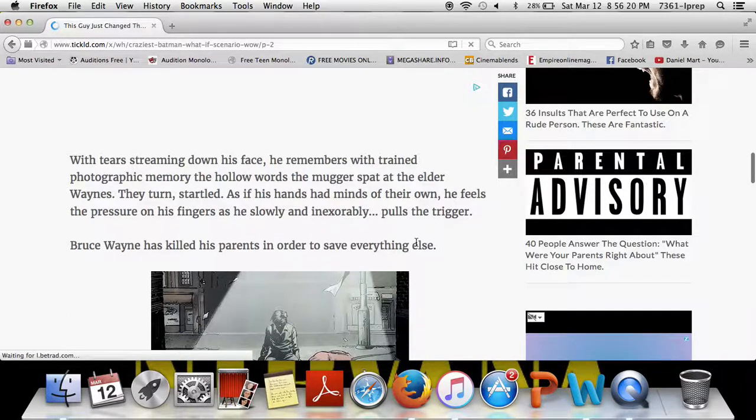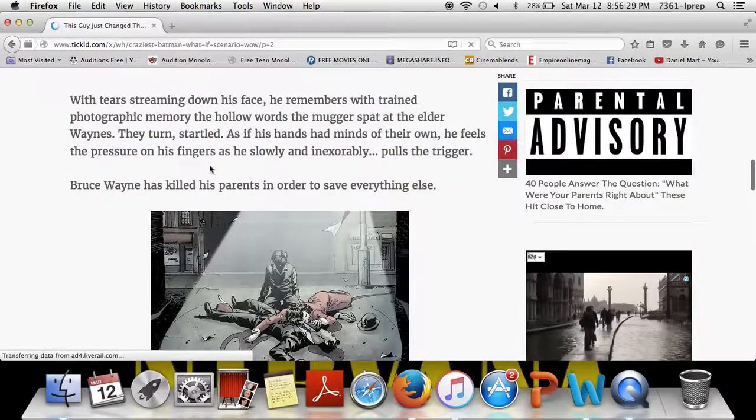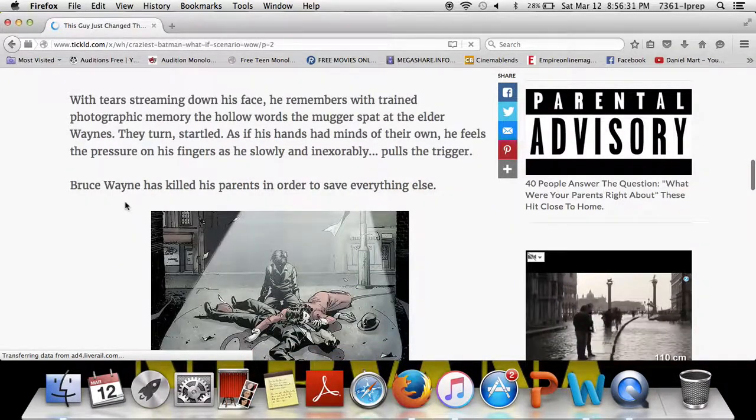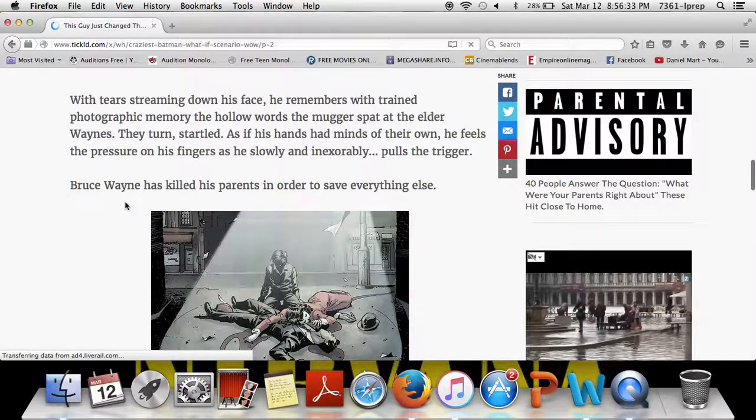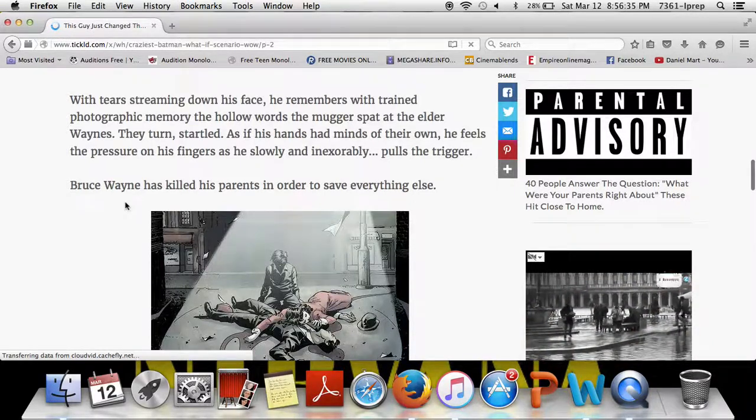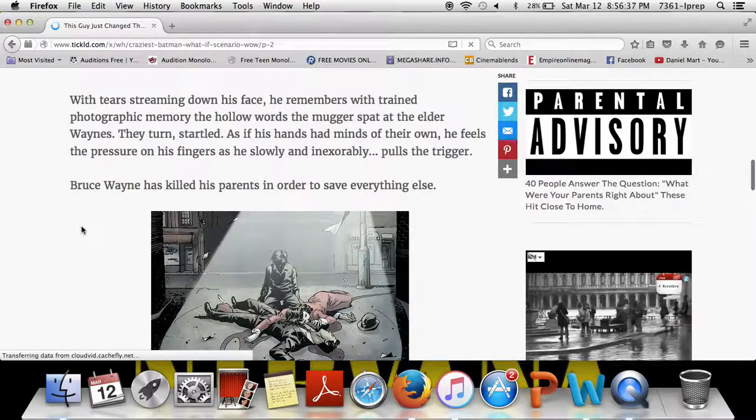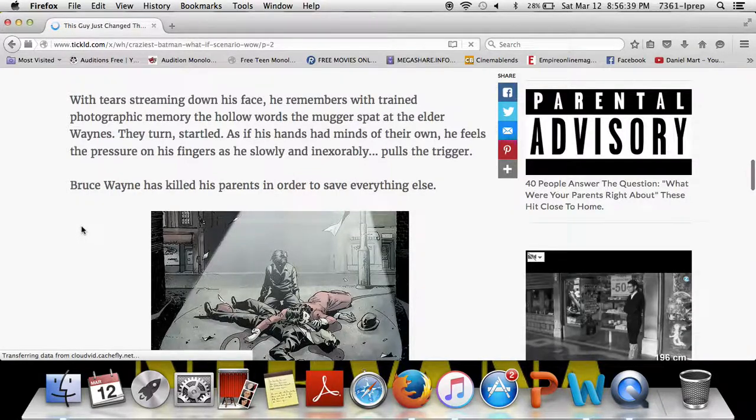So, yeah, and it gets darker than that. It gets even more interesting. You think, oh, so Bruce Wayne is Joe Chill. No, he's not just Joe Chill. You'll be amazed when this goes. I mean, it depends if this actually decides to load.